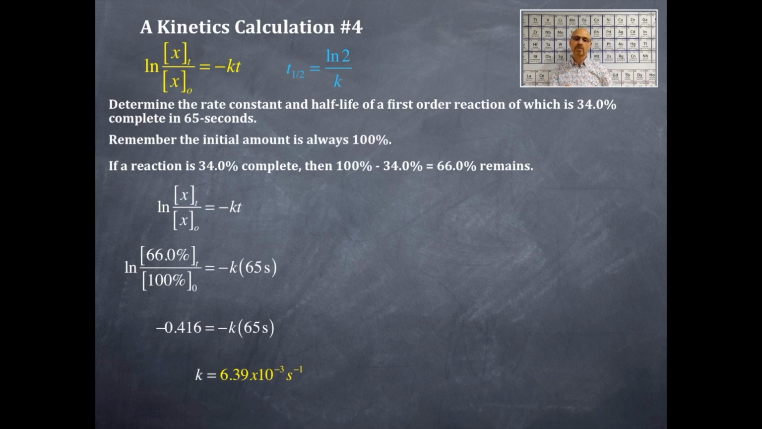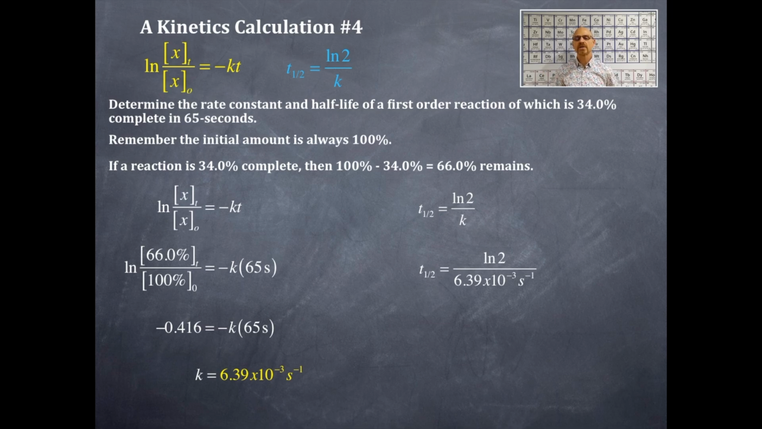Now we have solved for the rate constant. Now we're going to solve for the half-life. So we're going to use the half-life equation, and that's right here. T of 1/2 is equal to natural log of 2 divided by k. We just solved for the k. We're going to plug in the k, which is the rate constant, into that equation. And that's what I've done there.